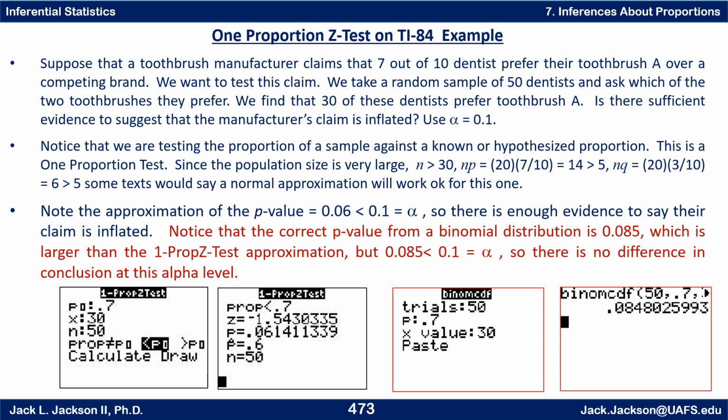So 0.085 is still less than 0.1, so there's no difference in conclusion at this alpha level, although the p-value is a bit different between 0.06 and 0.085. So if your alpha level was something between those two numbers, then we would reach a different conclusion. With an alpha of 0.1, we would get the same conclusion. There is enough to reject the null hypothesis.